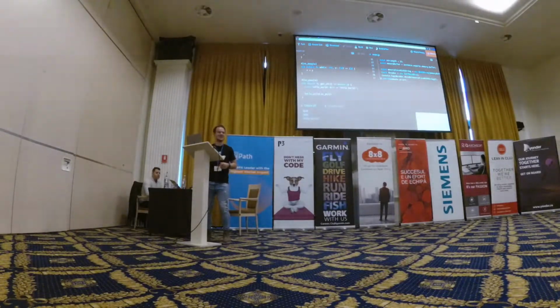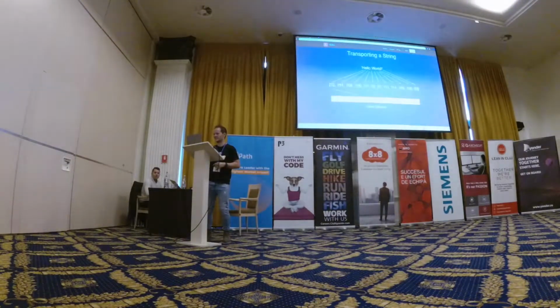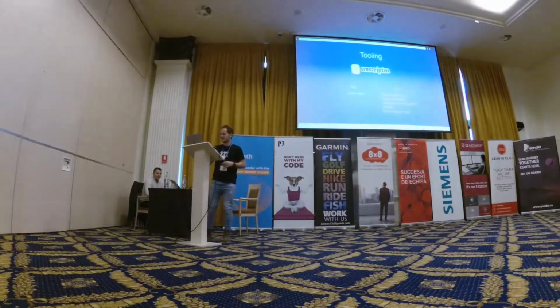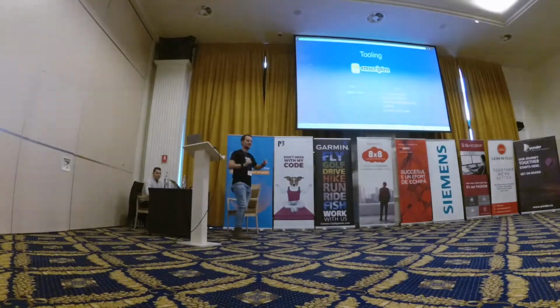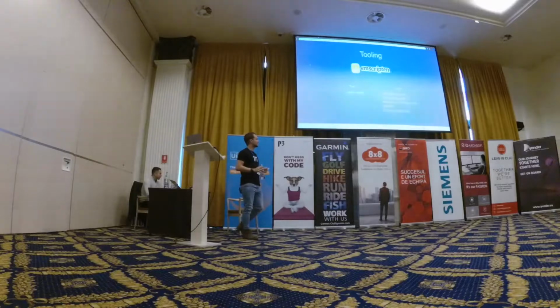Okay. Objects. No, we don't want to talk about objects. For now, let's put that aside. Let's talk about tooling. That compiler I said, let's give it a name. Let's call it Emscripten. Emscripten is an open source tool which deals with compiling C++ code to WebAssembly.